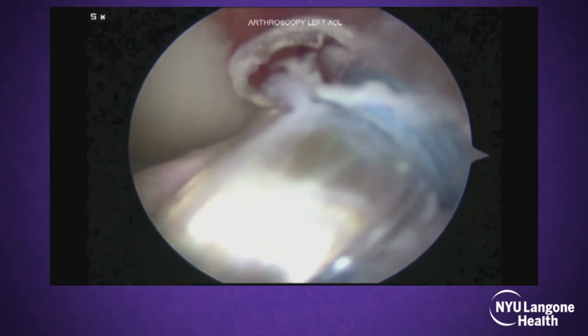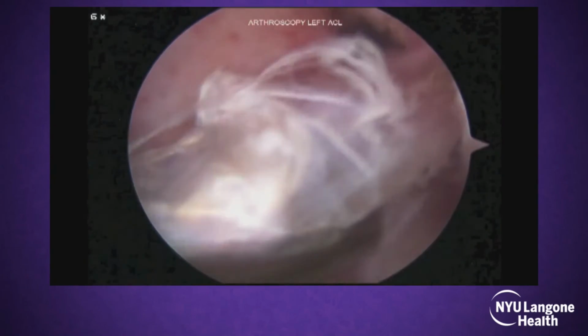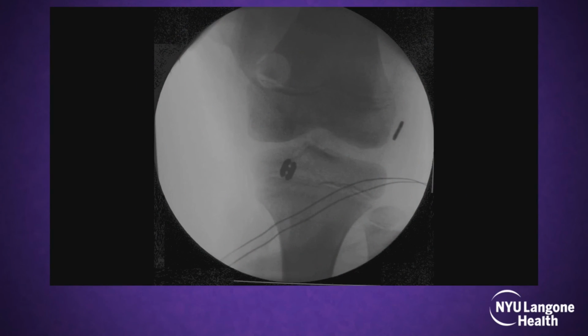And then you're passing the graft using the TightRope buttons, and you get a nice size 9 graft in there. I think it looks really good. And this kid certainly did quite well.